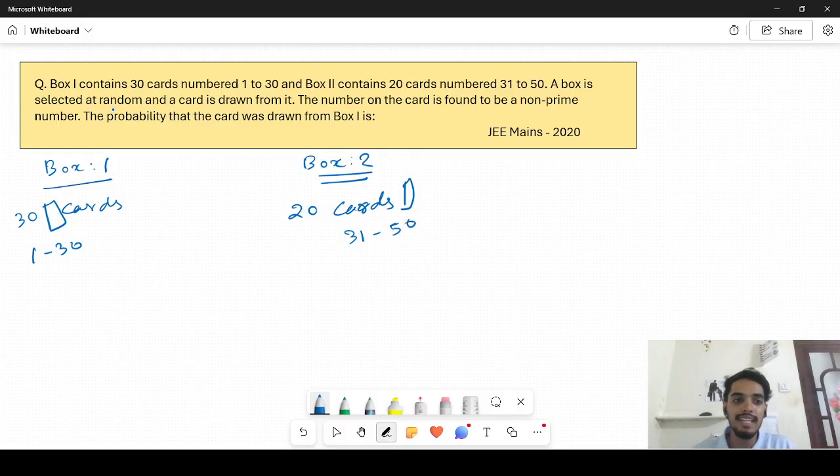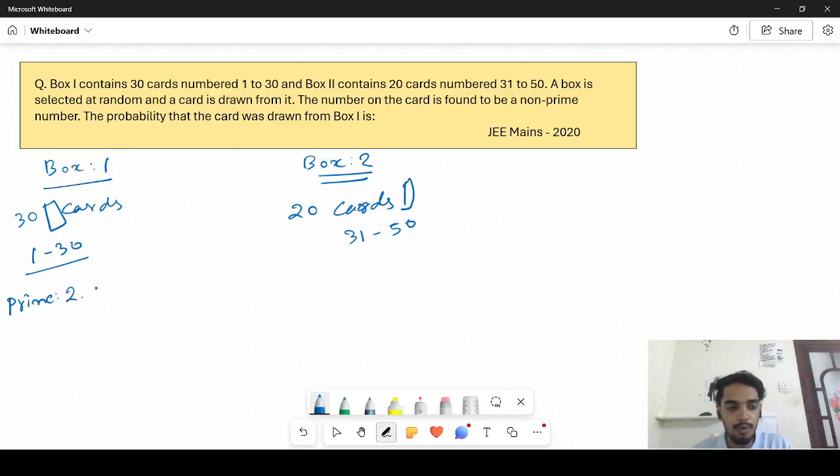A box is selected at random and a card is drawn from it. The number on the card is found to be a non-prime number. Counting non-prime numbers is a bit difficult. Instead, first I'll count the prime numbers, and subtract those prime numbers from the total numbers. So how many prime numbers are there?